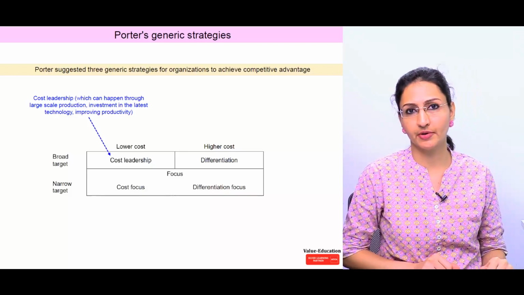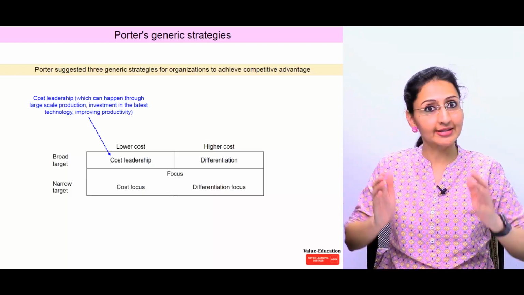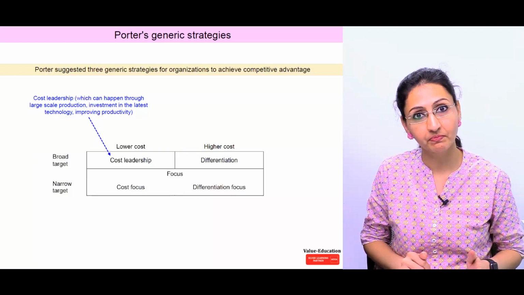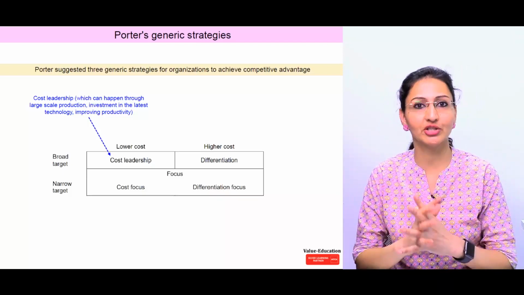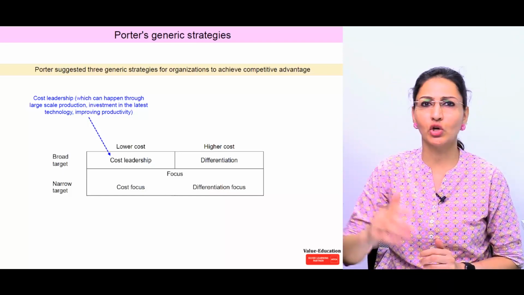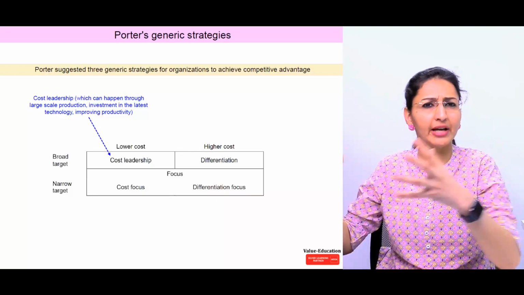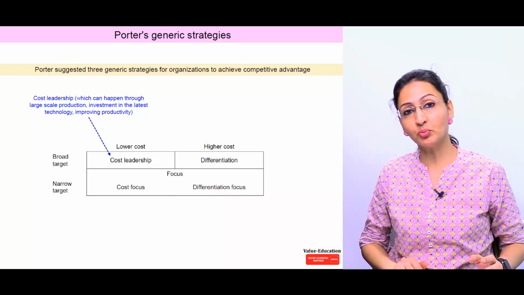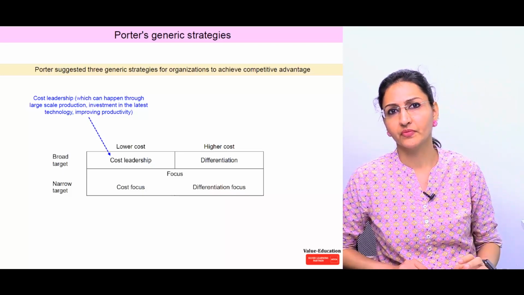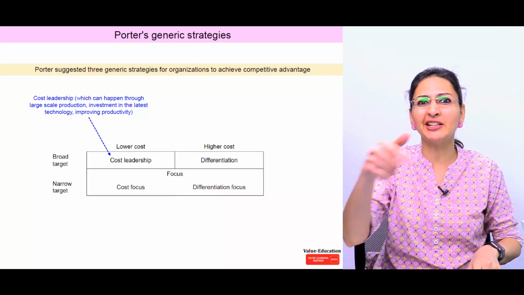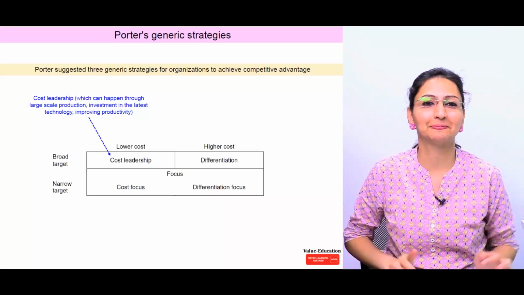What is cost leadership? Cost leadership is you being able to manufacture the same product which your competitor is also making, but at a cost which he cannot match. Invest in the latest technology. Go for large scale economies. Use good negotiation skills with the supplier and try to bring down your cost as low as possible. It will make it difficult for the competitor to match your cost. This will lead to your profit margin increasing.